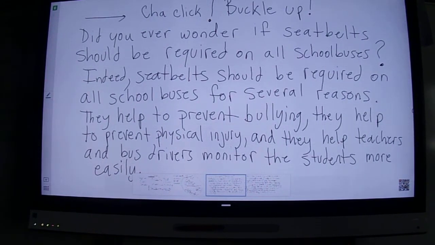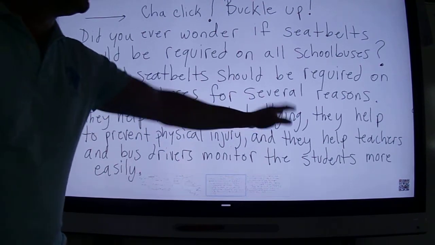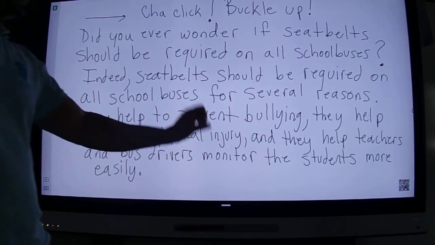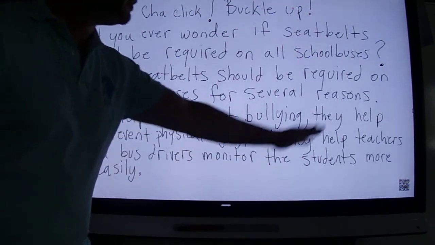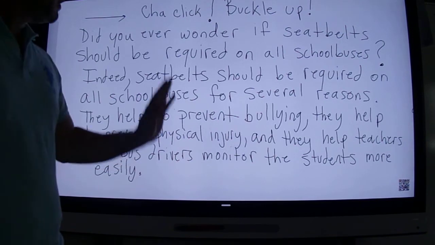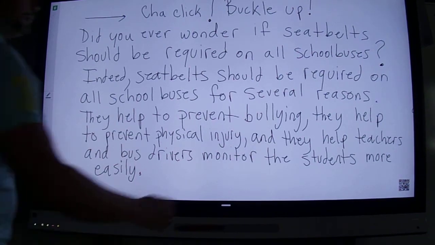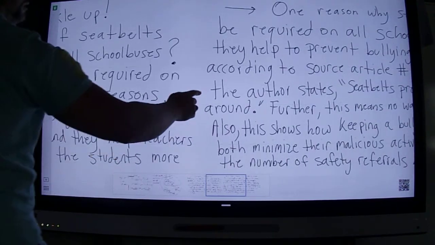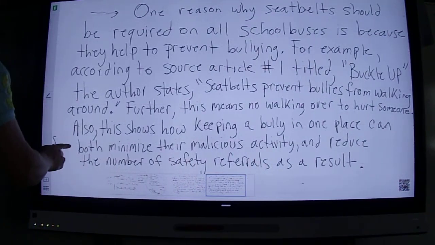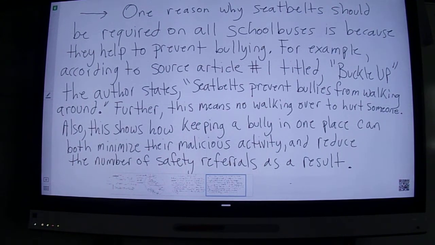And now we're going to continue that transfer with the 3 reasons. They help to prevent bullying, comma. They help to prevent physical injury, comma. And conjunction, they help teachers, bus drivers, monitor their students more easily. Okay? Did we answer the prompt? Yes. Provided a hook and a little onomatopoeia in there. We gave our reasons. Time now to move on to our second paragraph, which is going to be focused solely on a first reason. Okay, it's designated for the first reason.